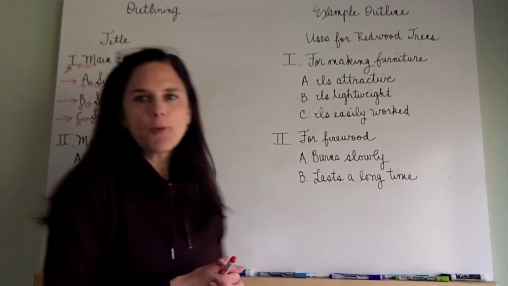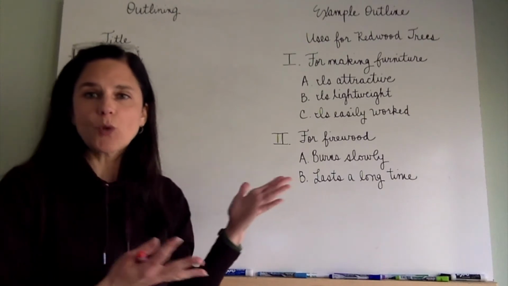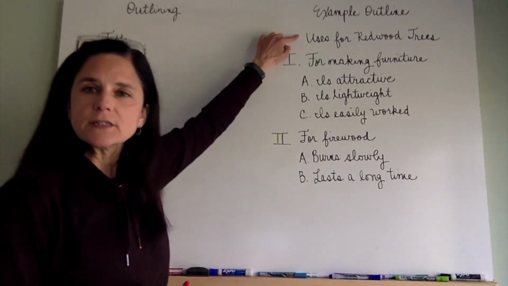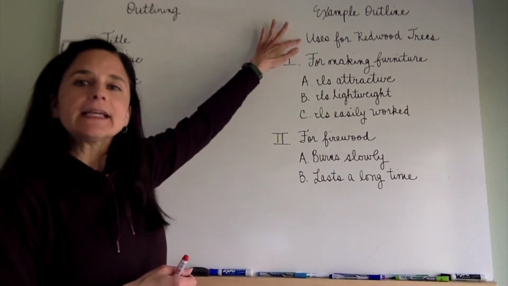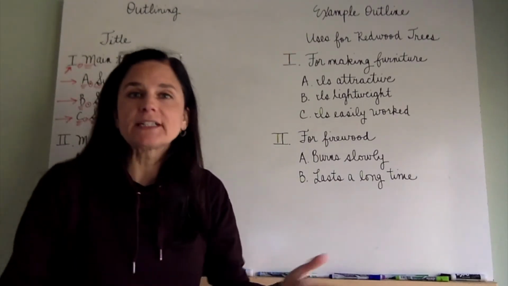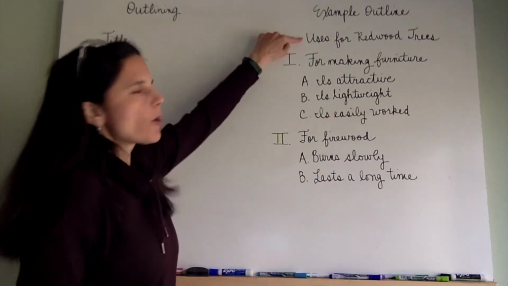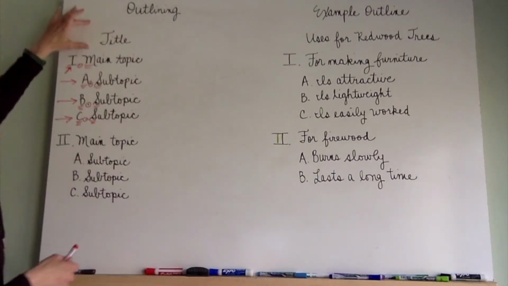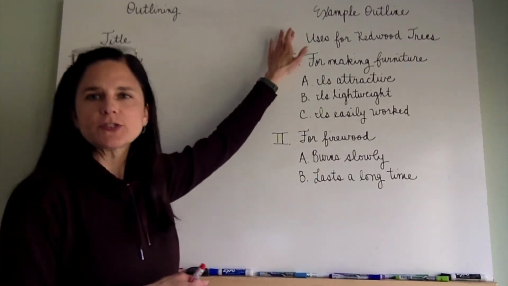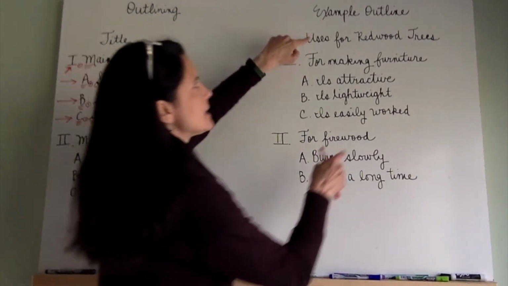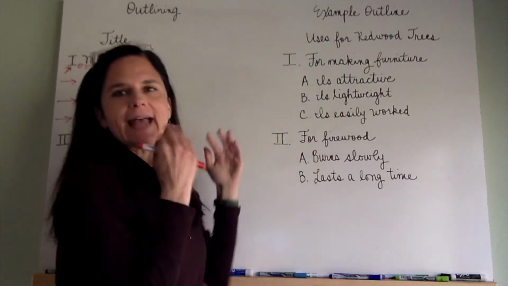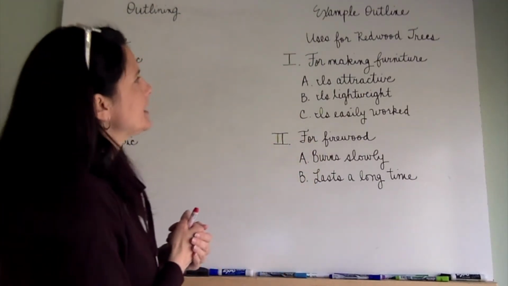So here's an example outline. Let's say this person wants to write a report on uses for redwood trees. So if they're making an outline of what it is they're going to write, they would start with the title. Again, that's at the top of your paper. Now you're going to use the appropriate capitalization for a title. Always capitalize the first and the last word and any other important words in between.